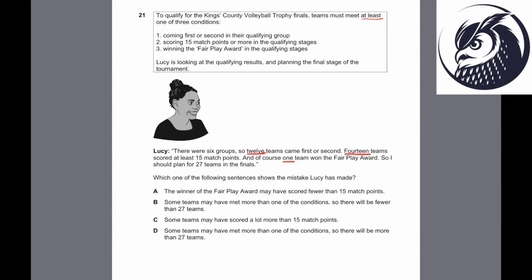All right, so for question 21, again, it's looking at identifying reasoning errors. So you can see that what Lucy has done is she's just said, okay, there's 12 teams that come first or second, so I write 12 there. And then there's 14 that won 15 match points or more. And then there's 1 team that won the Fair Play Award. And she's just gone ahead and added all of these up to get to the number of 27.